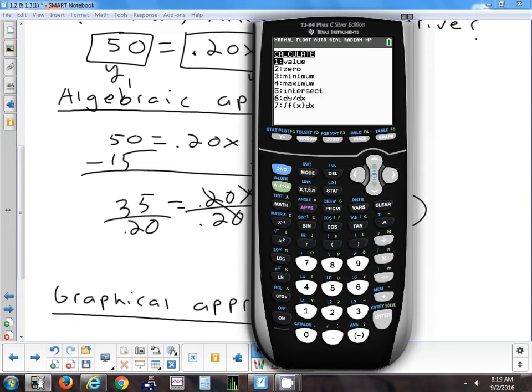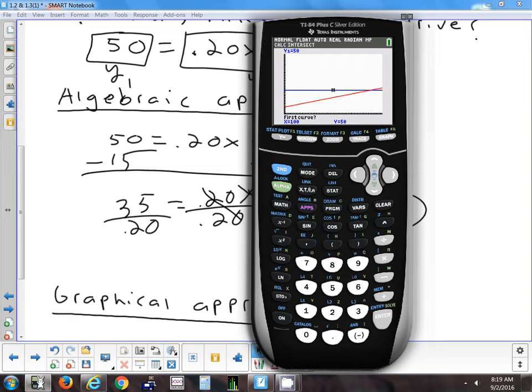What do you think I want to look for here? Zero, a minimum, a maximum, or intersect? Yeah, we want to find an intersect. So I'm just going to press 5. And to find an intersect, what you have to do is pick a point on the first curve, pick a point on the second curve, and then take a guess roughly where the intersection is.